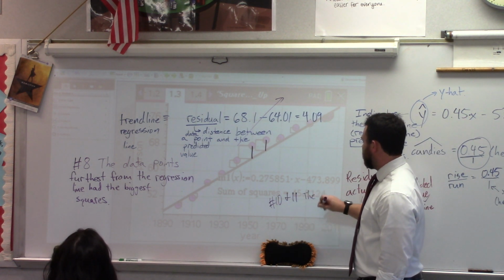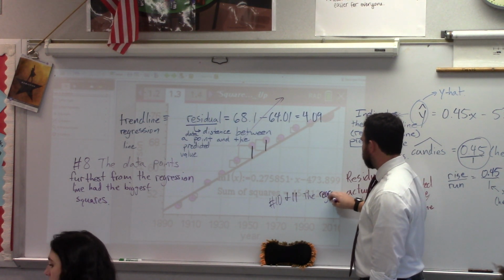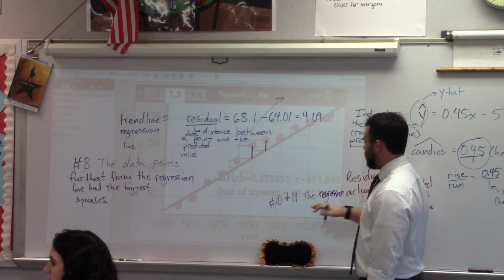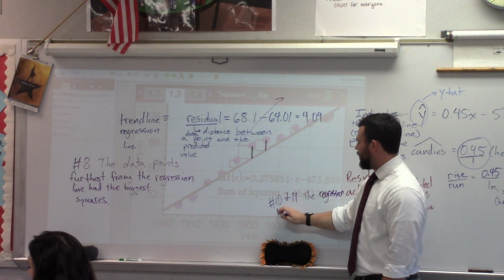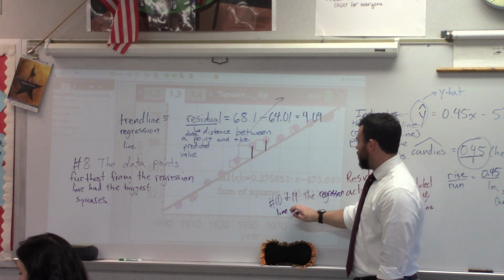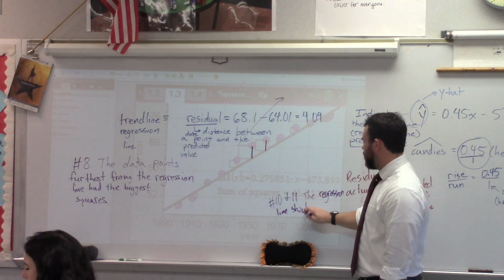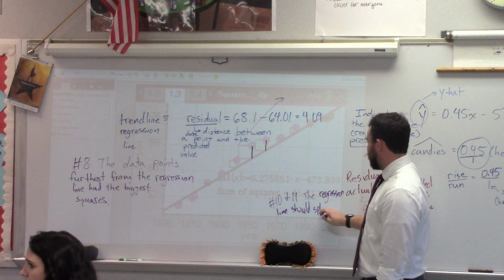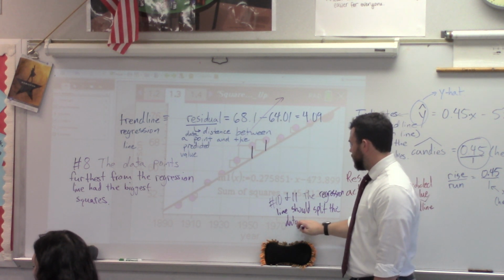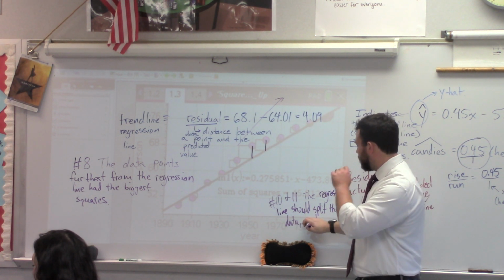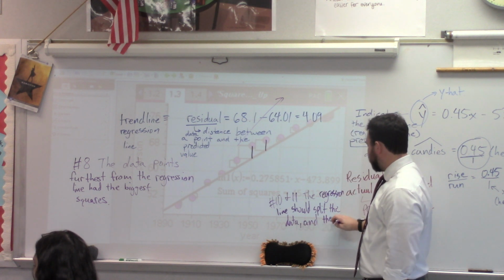The trend line, or the regression line. You put this on both of them? You just put it under one, but it's answering both of them. The regression line should split the data, and the data should be scattered.